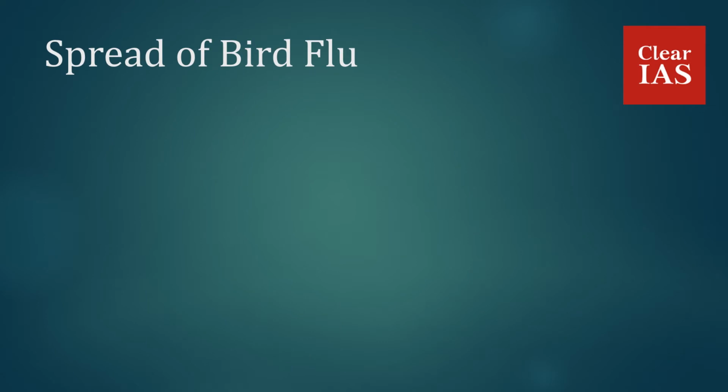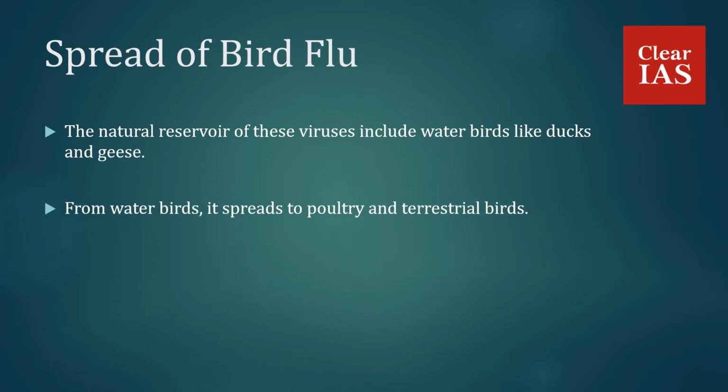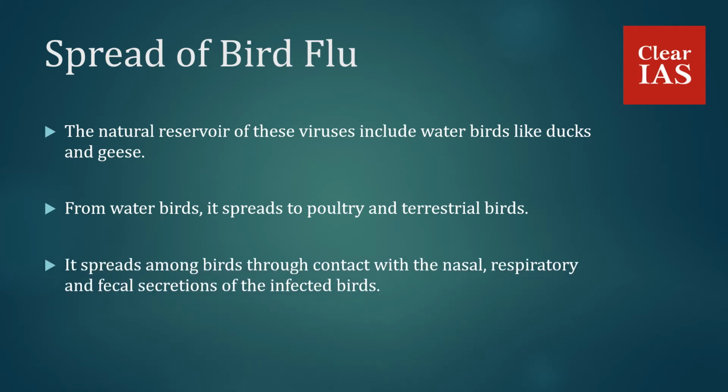Spread of bird flu. The natural reservoir of these viruses includes water birds like ducks and geese. From water birds, it spreads to poultry and terrestrial birds. It spreads among birds through contact with the nasal, respiratory, and fecal secretions of the infected birds.